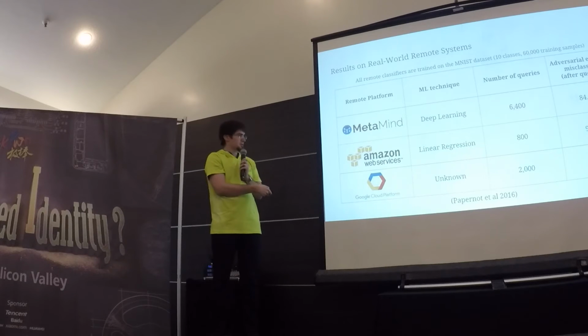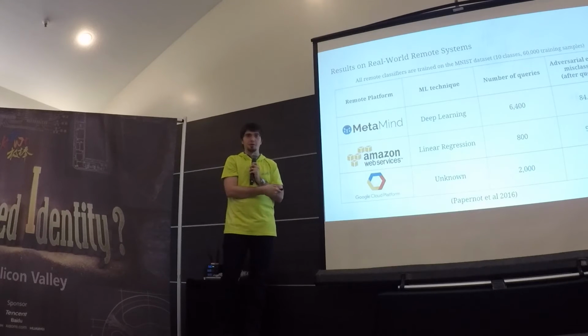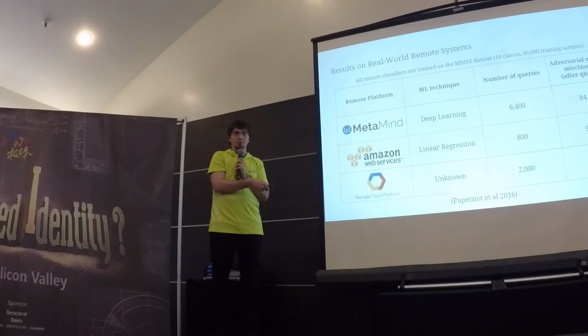We were able to test this against a variety of remotely hosted APIs, where we actually don't know what the API is using internally. And we were able to fool all these different APIs over 84% of the time. This was using the MetaMind, Amazon, and Google Cloud Platform machine learning APIs, where we can upload data sets and these services will train a model for us, but we don't actually know how that model works internally. We're still able to reverse engineer it and break it.